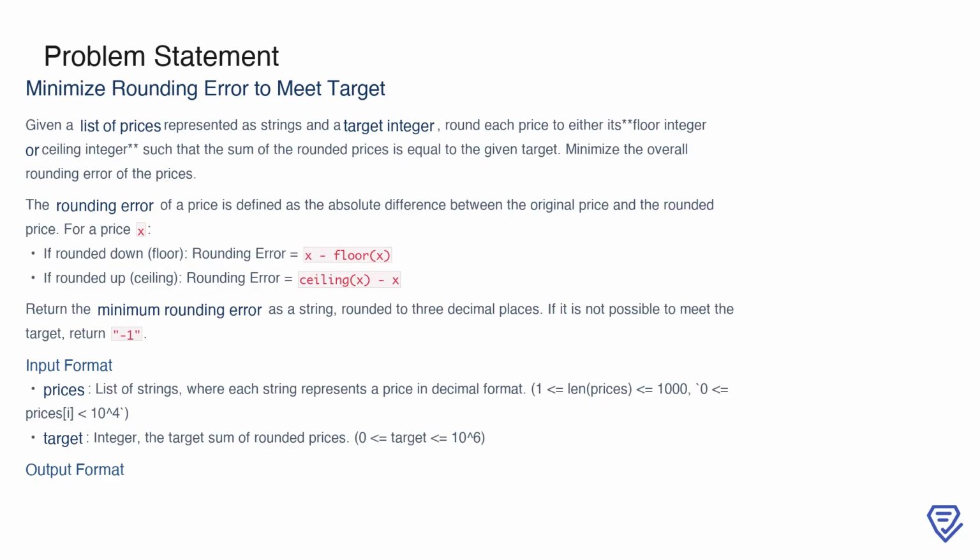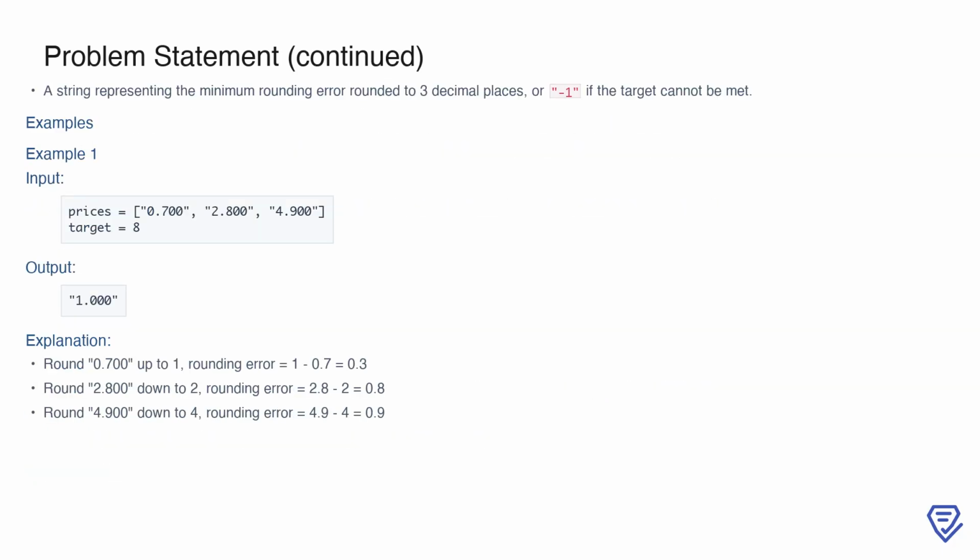For example, if a price x is rounded down to its floor, the rounding error is the difference between x and its floor. Similarly, if it is rounded up to its ceiling, the rounding error is the difference between the ceiling value and x. If achieving the target is not possible, we should return -1. The result should be returned as a string, formatted to 3 decimal places. To clarify the output format, the result is a string representing the minimum rounding error rounded to 3 decimal places, or the string -1 if the target cannot be achieved.